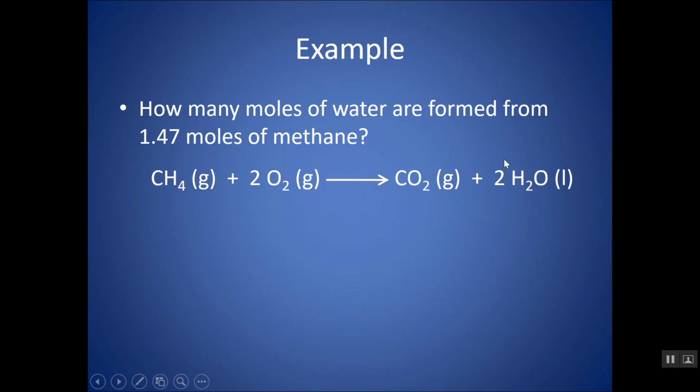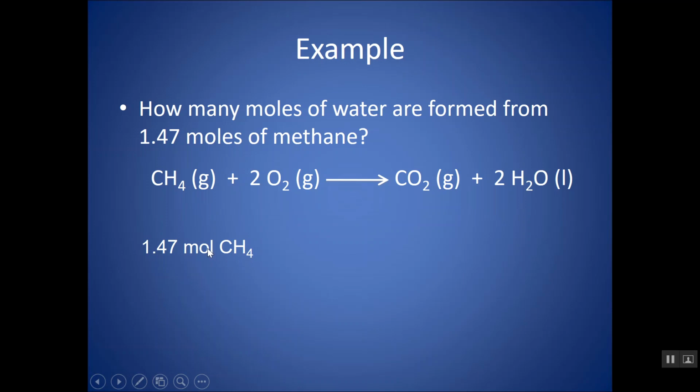Okay, take a moment, look at this example. How many moles of water are formed from 1.47 moles of methane? Methane is CH4. So let's write this out with dimensional analysis, because that will make our problem solving technique a lot easier. So I'm going to start with 1.47 moles of CH4. I'm not only going to write moles, but I'm going to be very specific about my unit. Moles of what? Moles of CH4.